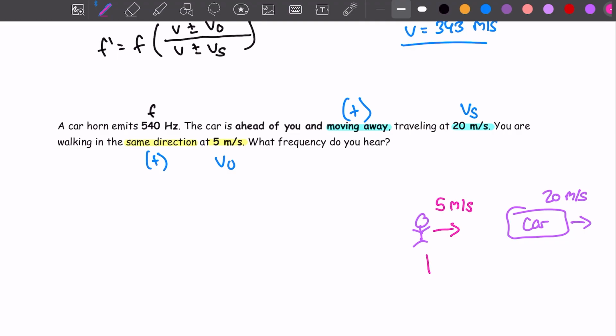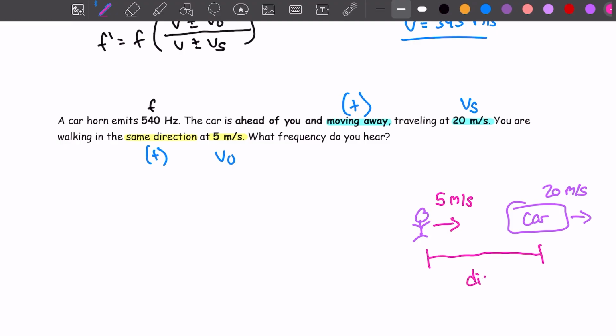So is the distance between us getting larger or smaller? The car's ahead of us and it's going much faster. The distance between us is increasing. And if you think about it, if you and your friend were running and your friend is much faster and much farther away from you, then the distance between you grows. So we know that the distance is increasing, and that means a lower f prime.